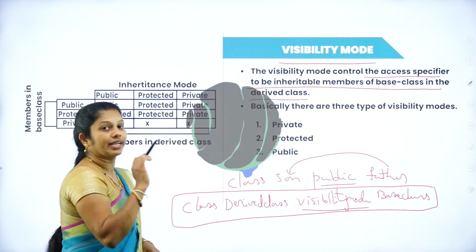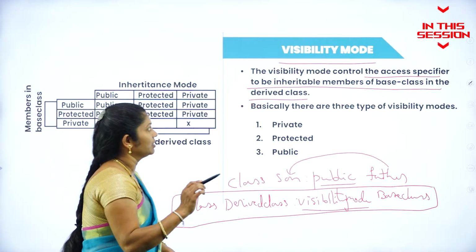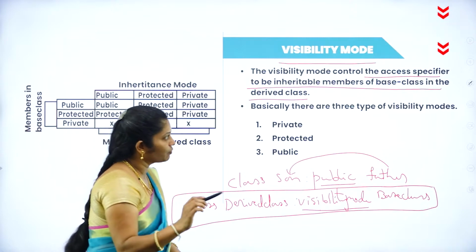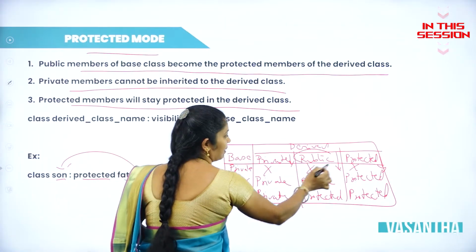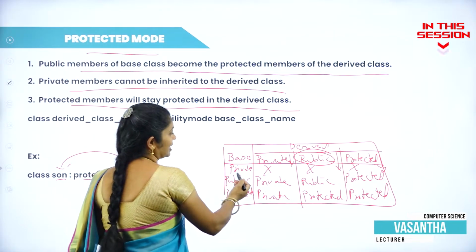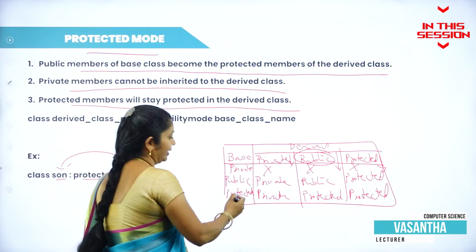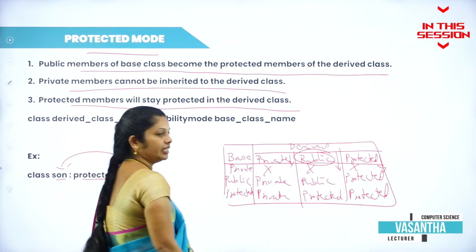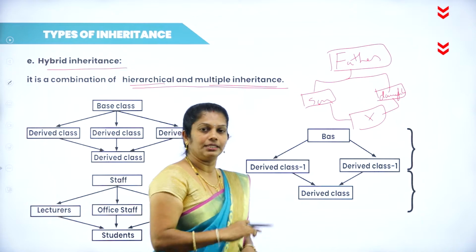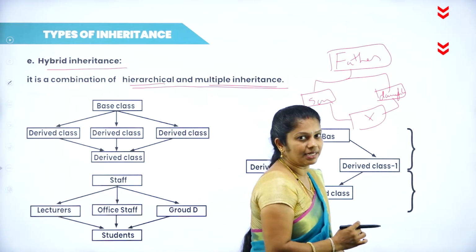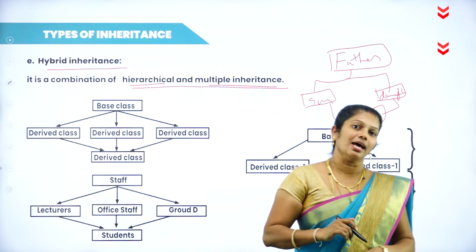The visibility mode will control the access specifiers to be inherited members of the base class in the derived class. If the visibility mode is public, then in the base class if it is private, then it cannot be inherited. If the base class is public, then in the derived class also it is public only. Then we come to types of inheritance: single level inheritance, multi-level inheritance, multiple inheritance, hierarchical inheritance as well as hybrid inheritance.